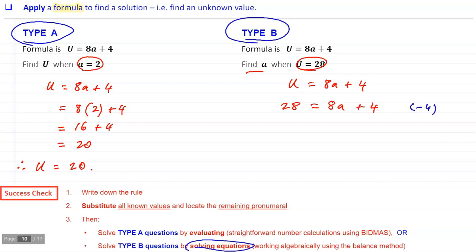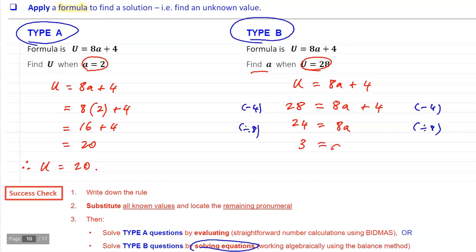Balance the equation to solve for A. First step, subtract 4 left, subtract 4 right. New equation, 24 equals 8A. Next step, divide by 8 left and right, and 3 on the left and A on the right. Therefore, when U equals 28, A equals 3.